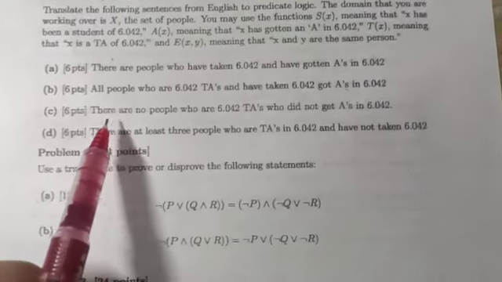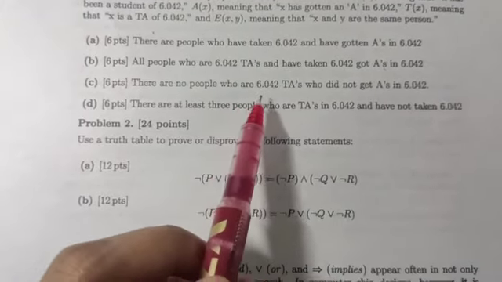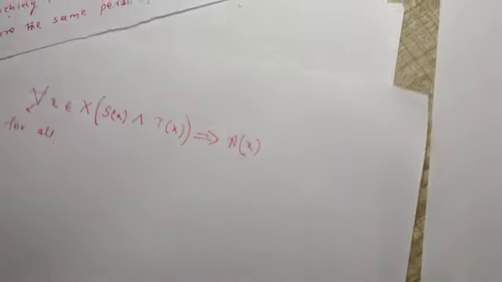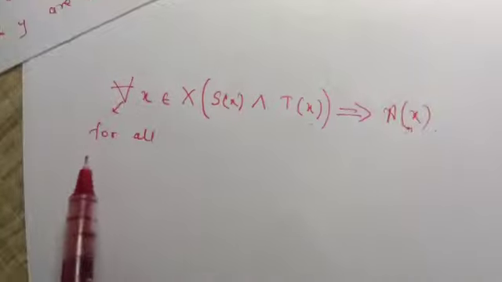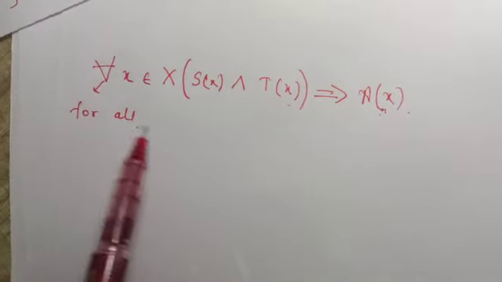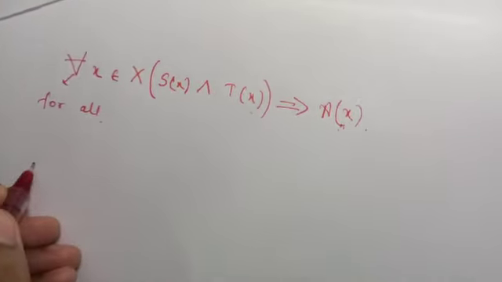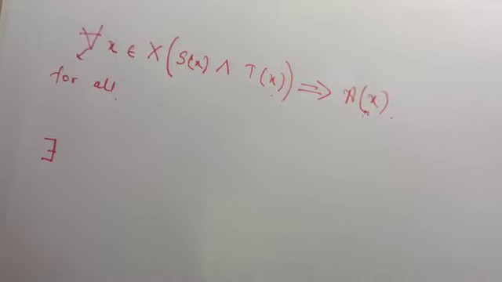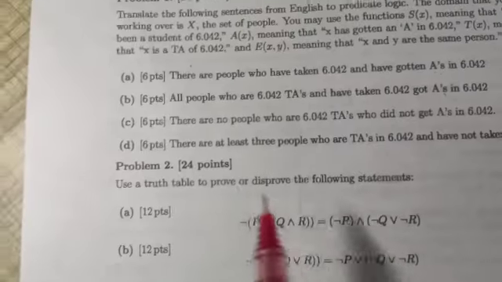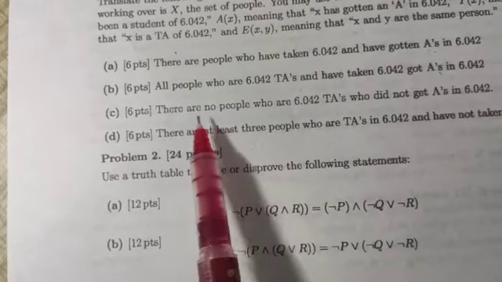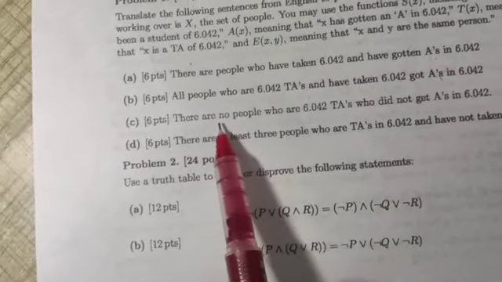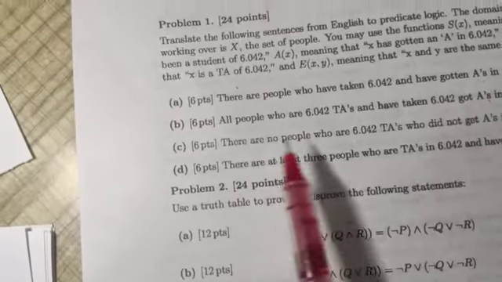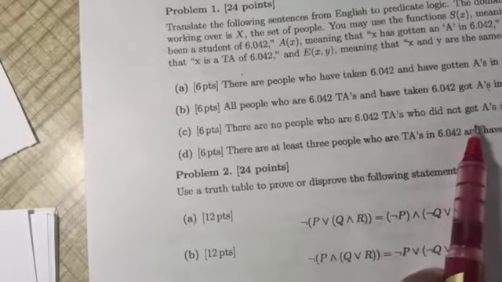It says there are no people who are 6.042 TAs who did not get an A in it. So simply we can just make the negation of the same sentence. We can say there are no people, right? So for a starter, since we have to say there are no people here, we'll just remove this 'no' for the time being, and we'll deal with it in the end, and we'll say there are people who are TAs and did not get an A.